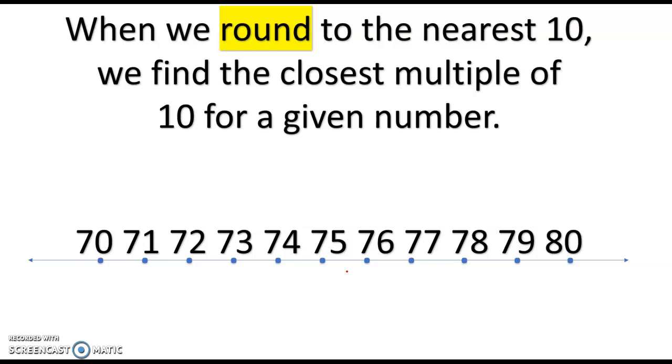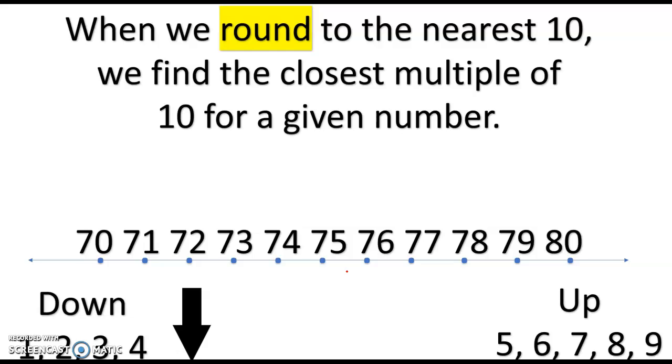When we round to the nearest 10, we find the closest multiple of 10 for a given number. When a number ends in 1, 2, 3, or 4, we round down. And when a number ends in 5, 6, 7, 8, or 9, we round up.